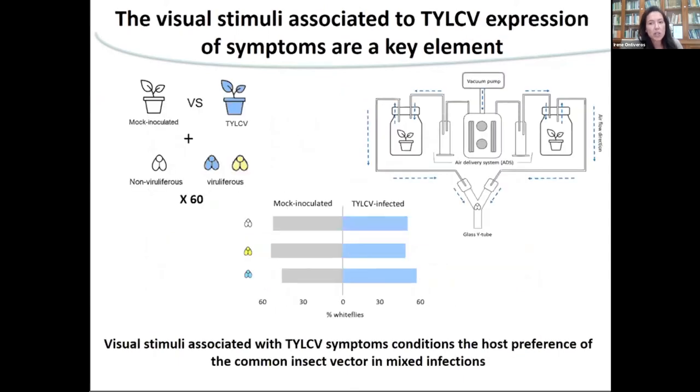Considering these results, we evaluated whether volatiles emitted by TY-LCV infected plants contribute or not to the whitefly preference behavior by using a wide tube olfactometer. With this instrument, the whitefly, which is disposed at the intersection of this wide tube, is able to make a choice based on the reception of the volatiles emitted by the plant by moving through one of these arms.